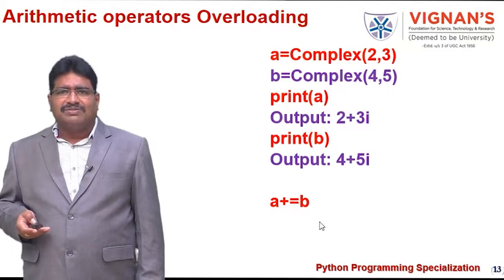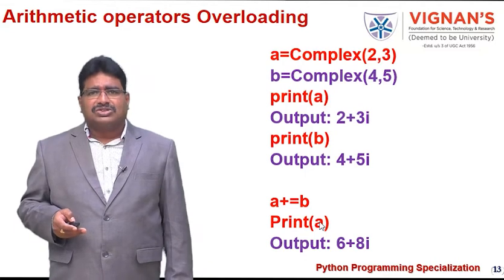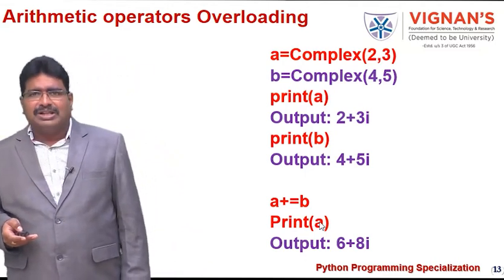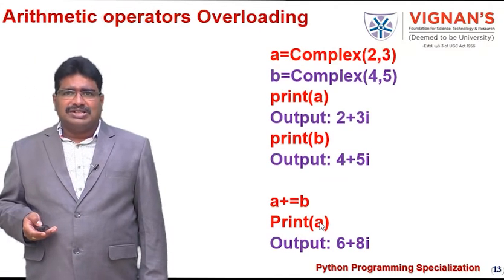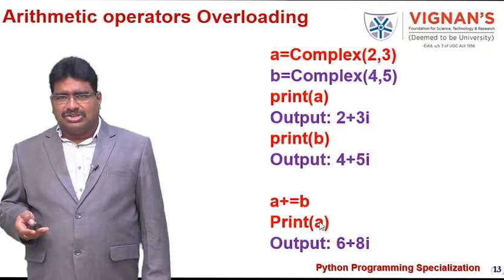Now we try to print the value of A. It simply displays 6 plus 8i. So I hope you understand how to overload the plus equal to operator. Similarly, the remaining operators also we are able to apply. Minus equal to, and similarly star equal to, double star equal to, we are able to overload.